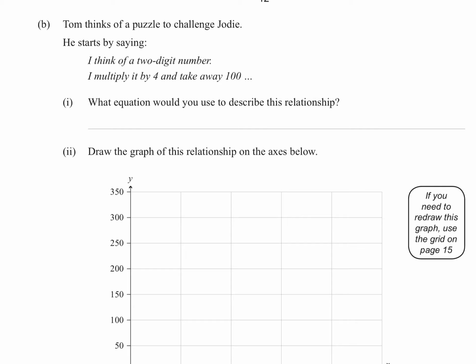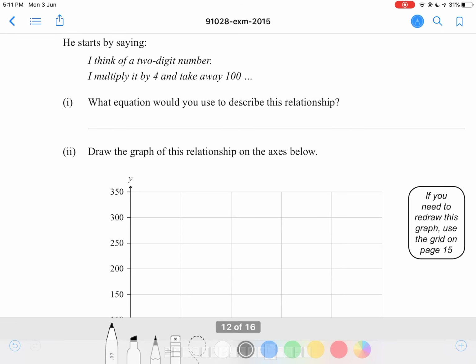Tom thinks of a puzzle to challenge Jody. She starts by saying, I think of a two-digit number. I'll multiply it by 4 and take away 100. What equation would you use to describe this relationship, okay? So basically, you have an x, you're going to multiply by 4, so we're going to say 4x and then take away 100. That's basically the relationship. We're going to say y equals 4x minus 100. So 4x minus 100, that'll get you an achieved.